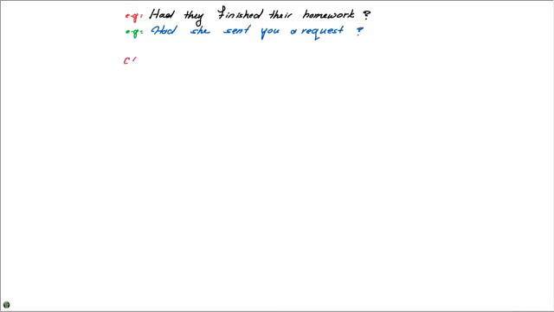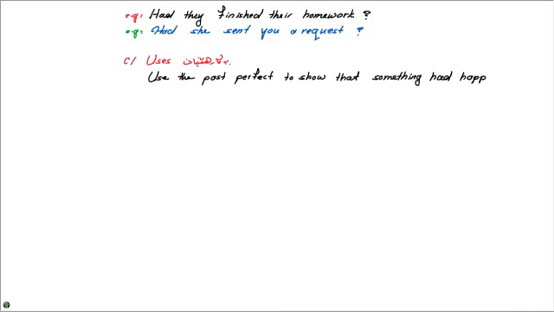See uses. Use the past perfect to show that something had happened before another time or action in the past.